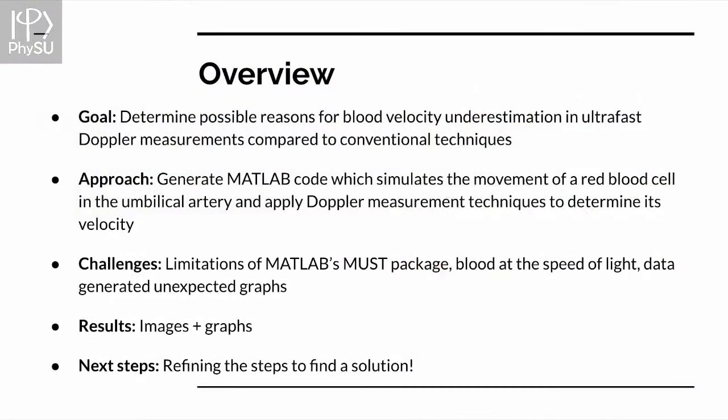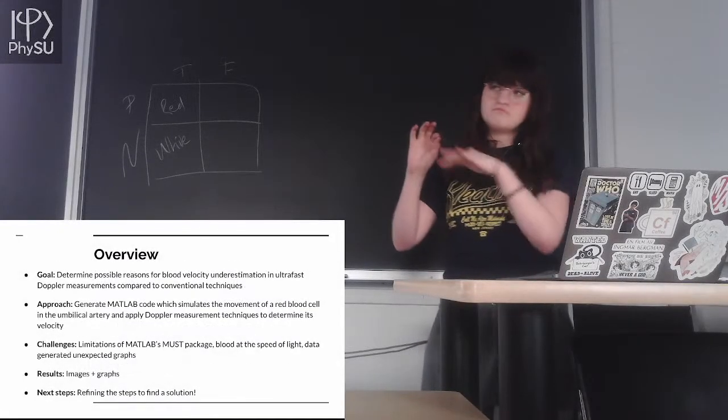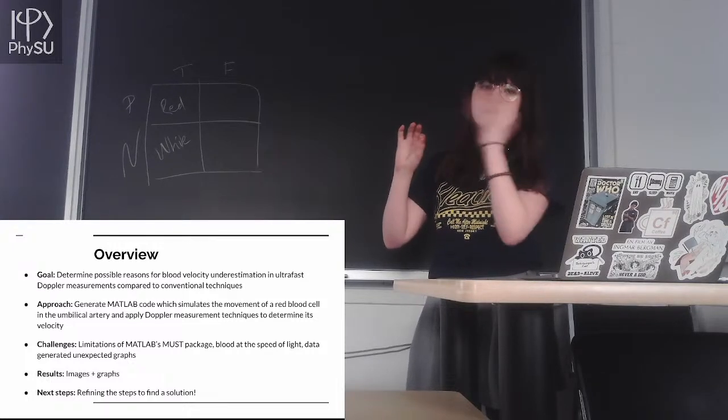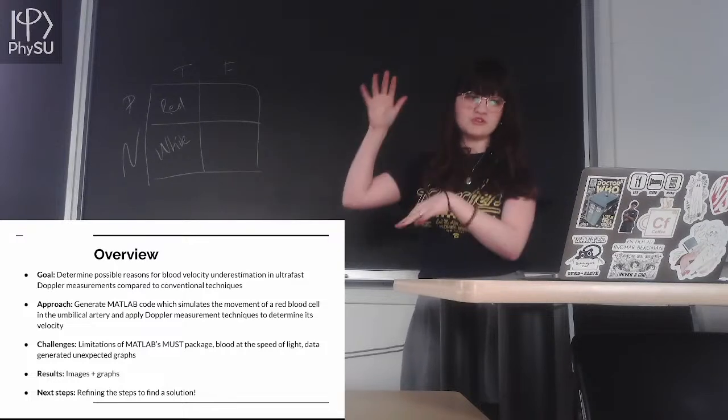was that we wanted to determine possible reasons for blood velocity underestimation in ultrafast Doppler measurements compared to conventional techniques, which is a very long sentence, I know. Basically, when they were traditionally looking at how fast blood moves, they came up with a certain number, which I don't remember, and they said this is how fast it's supposed to move. Versus when they switched to ultrafast Doppler imaging, the estimation they were getting was wrong. It did not align with the traditional method.